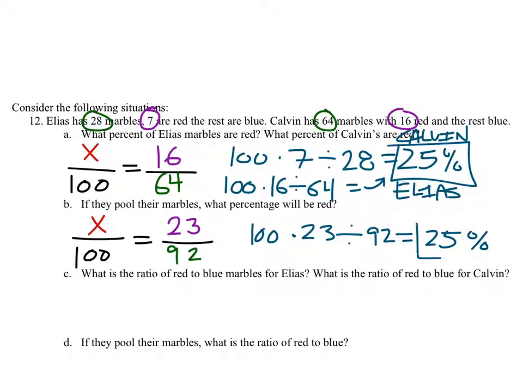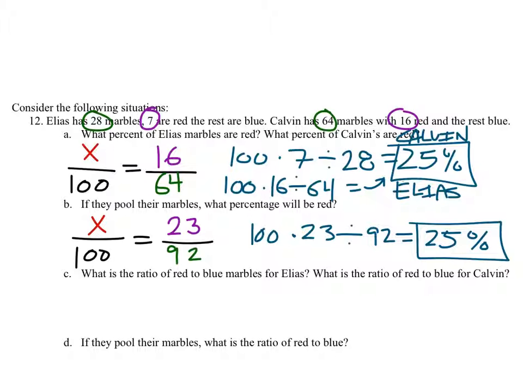And hopefully this makes sense because both of them had 25%, so if we mix 25% with 25%, it's still going to be 25%. Now, if one of them had more or less percentage, then we know it should change. But since it's the same, it should be good.